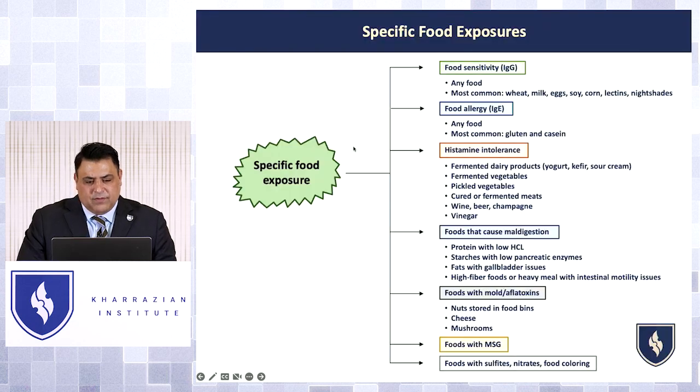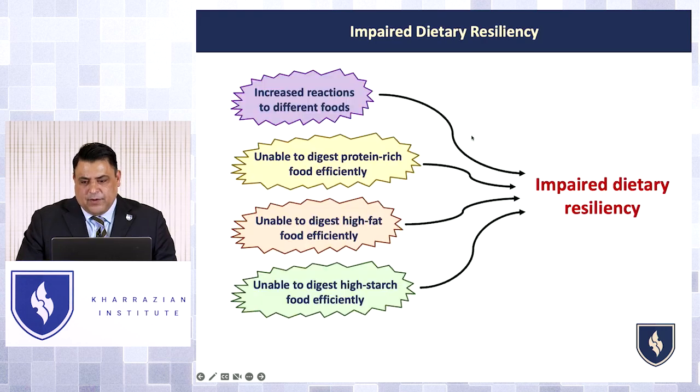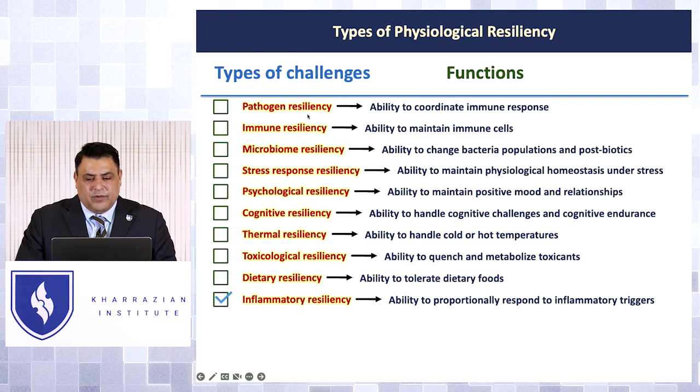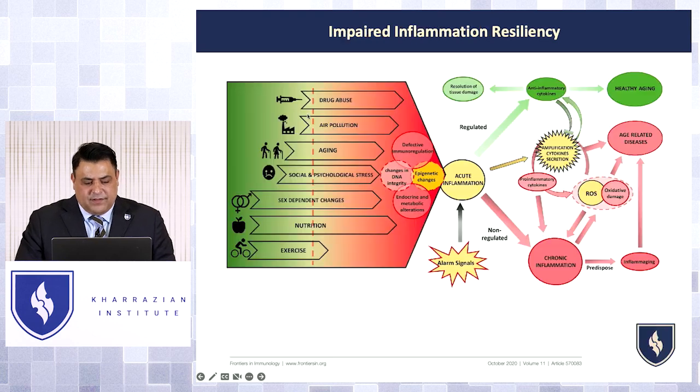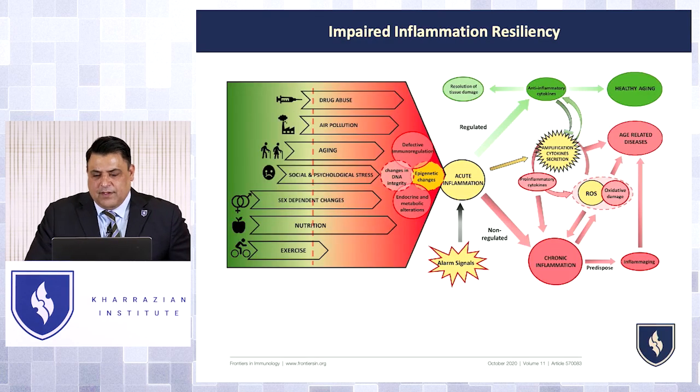And then I put together a list for you of specific food exposures that can give you clues to where some of these dietary intolerances are coming from. But when people have impaired dietary resiliency, they have increased reactions to different foods, unable to digest protein-rich food efficiently, unable to digest high-fat foods efficiently, unable to digest starchy foods efficiently. These are really more due to maldigestion. Reactions to different foods are really more to do with oral or immune tolerance. And then inflammatory resiliency just means they're more prone to inflammation.